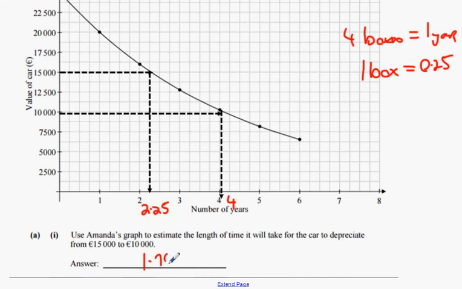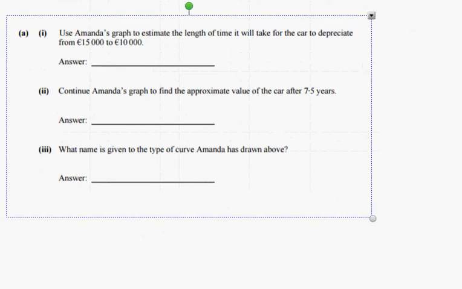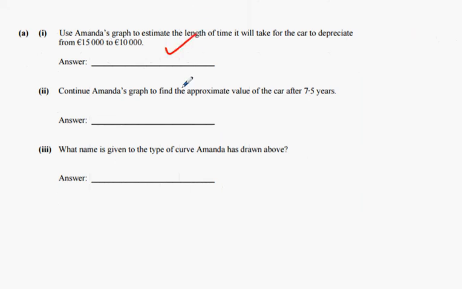About 1.75 years. Okay, that's one and take away the other one. Right, that's easy money right there in that first question. Now, continue Amanda's graph to find the approximate value of her car after 7.5 years.